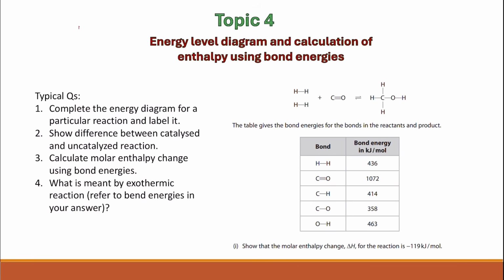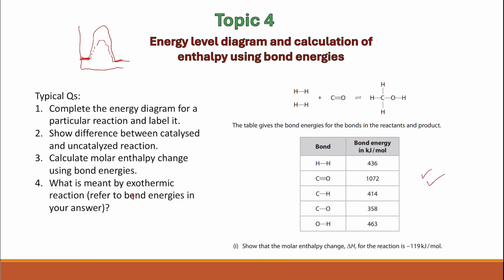So remember the difference is that for the catalyzed reaction, for example, if I'm going to do an exothermic reaction, this is the uncatalyzed, and then the catalyzed will have a lower activation energy, but the energy of reactants and products will remain the same. And also you may be asked to calculate the molar enthalpy change using bond energy, something like this question here, and what is meant by exothermic reaction, asking you to refer to the bond energies in your answer.